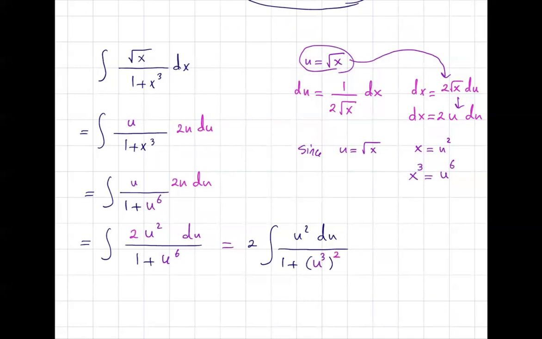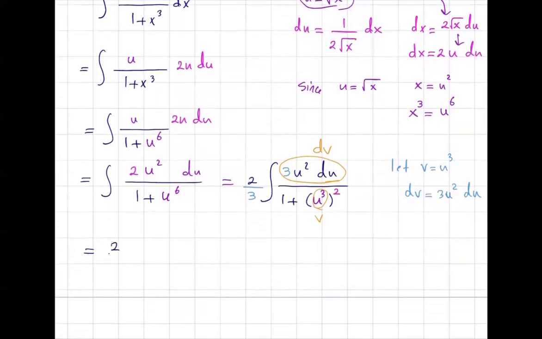Why? Because then we can use another u-sub. So let v be u to the power 3, dv is 3u squared du. So multiply by 3, divide by 3, and the part on top is your dv. So we're applying u-sub one more time here, and this is my v. So now the integral is equal to 2/3 integral of dv divided by 1 plus v squared.